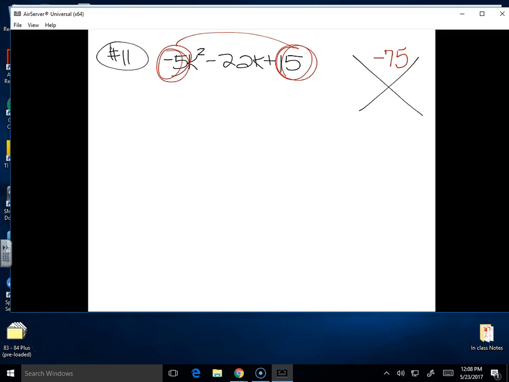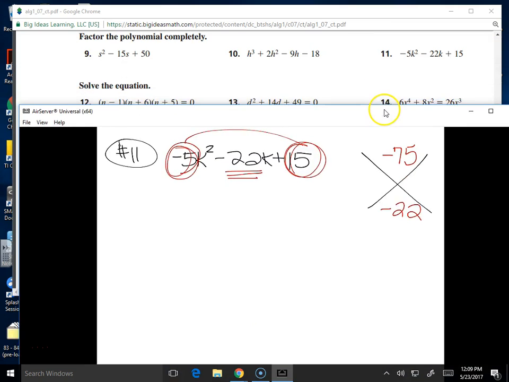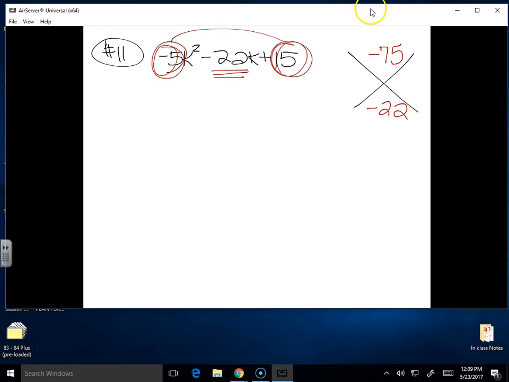Now, what goes in the bottom of the X? What goes in the bottom of the X? What's the number I have? No, I used 15 times 5. That made 75. But I haven't used the middle number. 22, I think. Let's double check the problem. Yeah, 22.